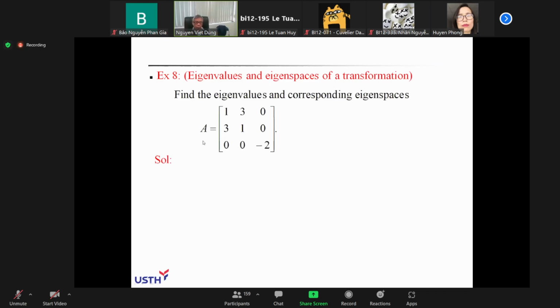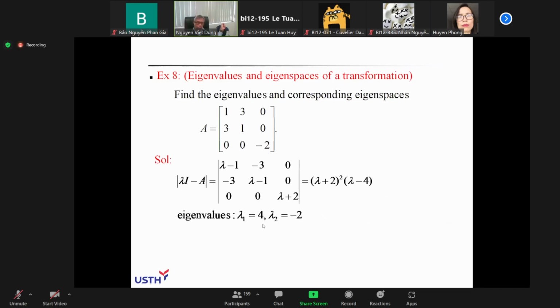Now we have already the standard matrix here. Then the characteristic equation will be like that one. So we have two eigenvalues: lambda 1 equals 4 and lambda 2 equals minus 2. And lambda 2 has multiplicity 2. It means that lambda 2 is counted twice.